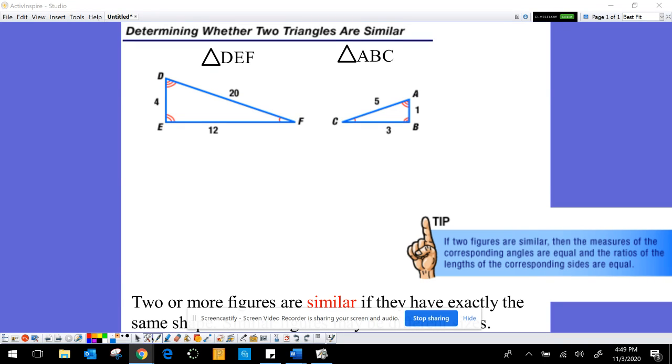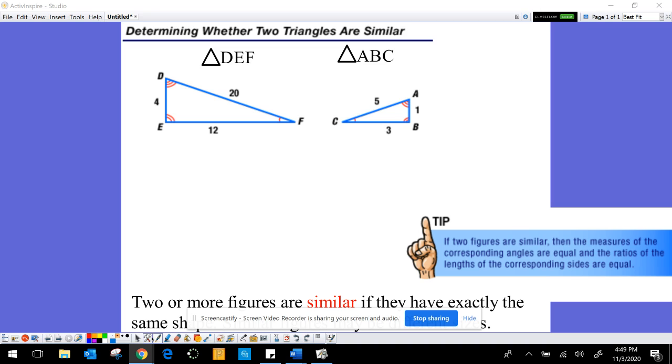Today we are going to learn about similar figures. Specifically, we are going to see how to determine if two figures are similar. When you have similar figures, they are not the same size, but they have the same exact shape. So that is very important. Similar figures have the same shape, but they are different sizes.